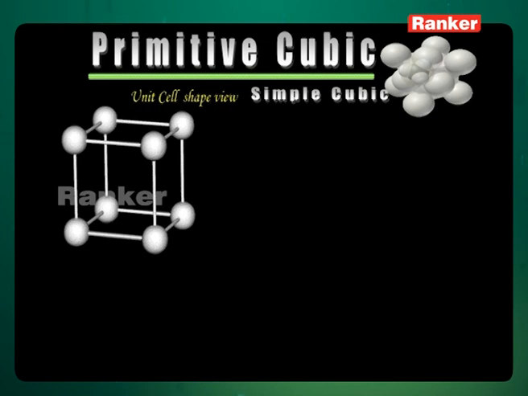In this primitive cube, as we can see, the atoms are placed at the corners of the cube. At each corner we have one atom. Let me make it very clear, for our visibility we are showing the 2 atoms at 2 different corners, but in reality both the atoms are in contact with each other.